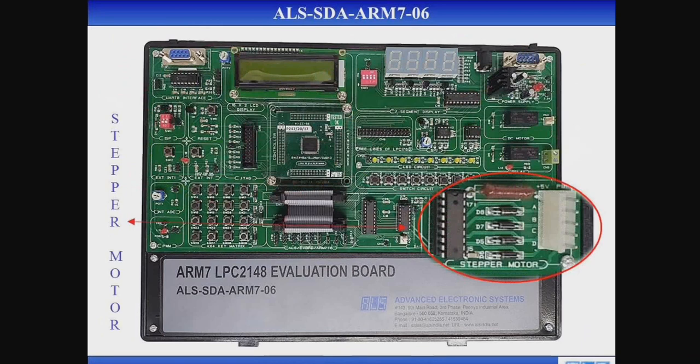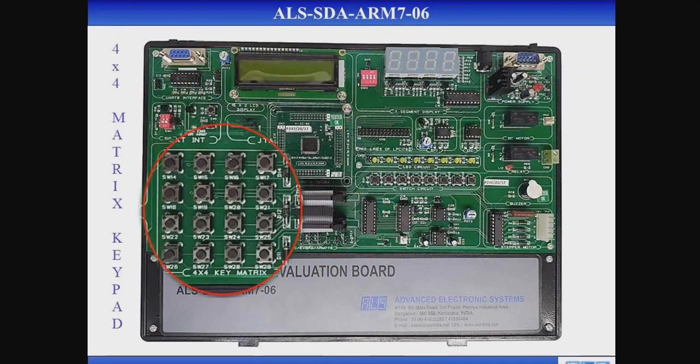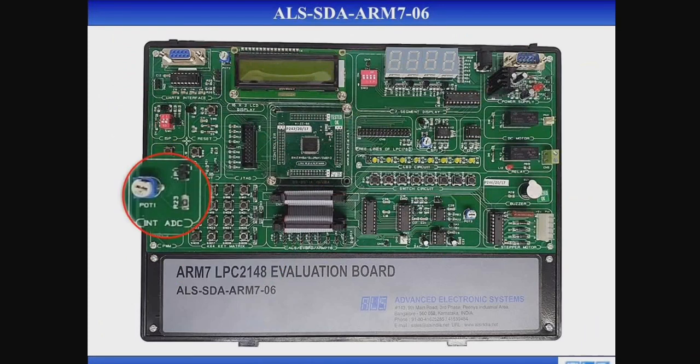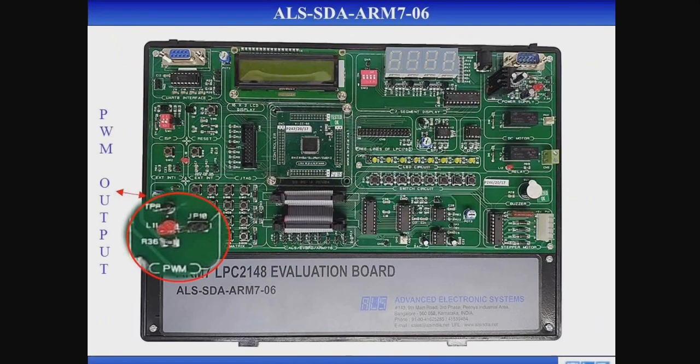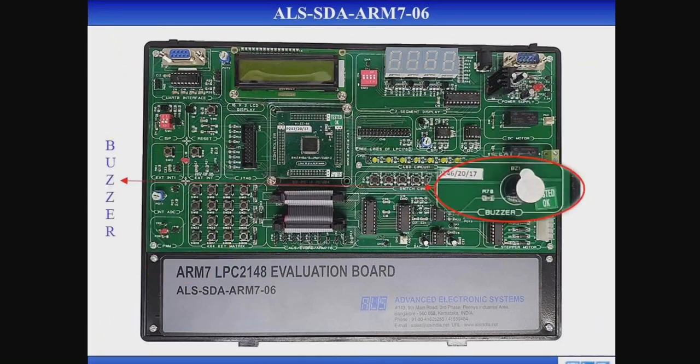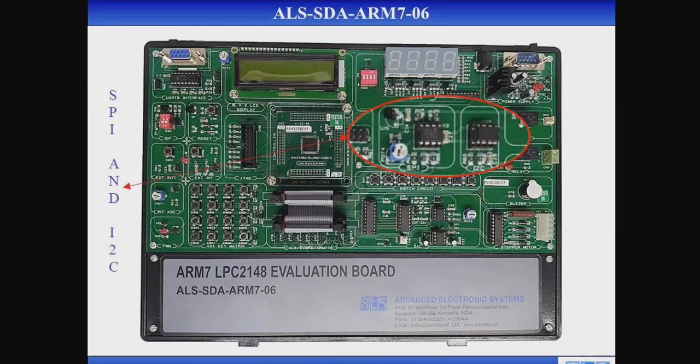Next, below the jumper we have the external interrupts. Beside it is the 4x4 matrix keypad. Next is the ADC, that is analog to digital converter. Now we have the DAC output. Next the pulse width modulation output. Next we have the buzzer. Before the buzzer is the relay, and below the 7-segment display we have the serial peripheral interface and inter-integrated circuit.